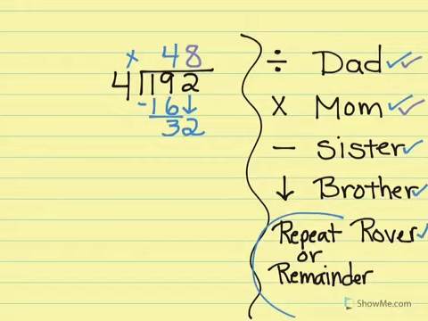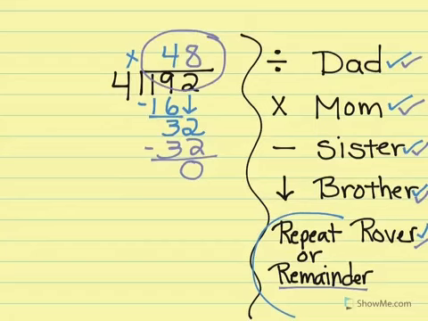Next, I multiply. 8 times 4 is 32. Then I subtract. 32 minus 32 is 0. Next, I bring down. I don't have anything else to bring down. So I go to repeat or remainder. Well, I have a 0 here, so 0 is smaller than 4. So I am not going to repeat. I'm going to have a remainder of 0. So my answer is just 48.